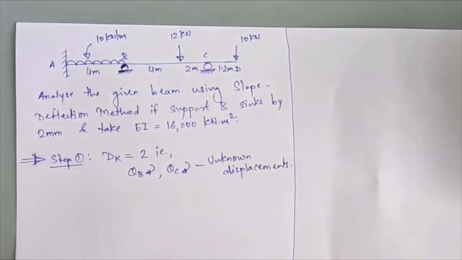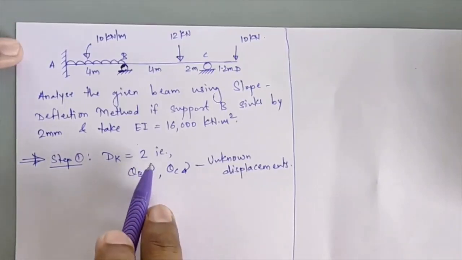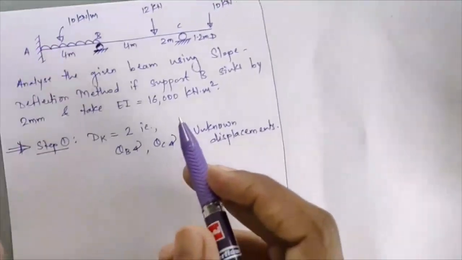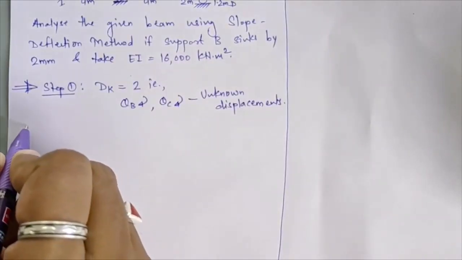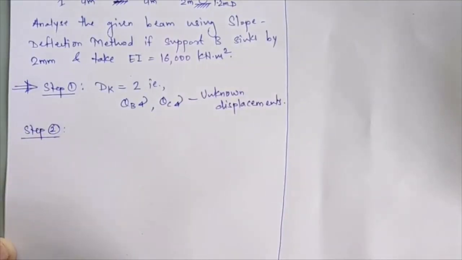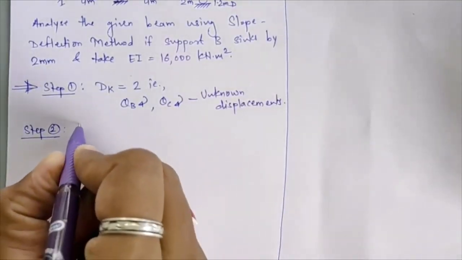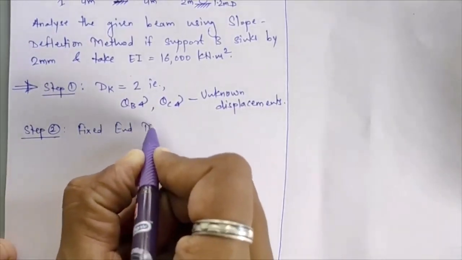Our basic aim will be to find the values of theta B and theta C further. So the degree of kinematic indeterminacy we are getting is a total of 2. Then we move to step number 2. Step number 2 is what? We have to calculate the fixed end moments.